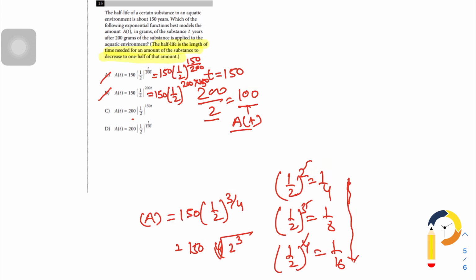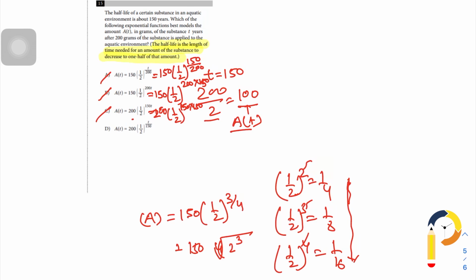Again, when you see C, it is also 150. So 200 times 1 by 2 to the power 150 times 150. So this is going to be very small again. You can eliminate this also.